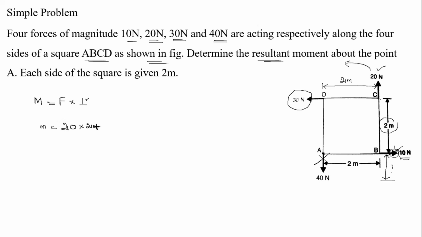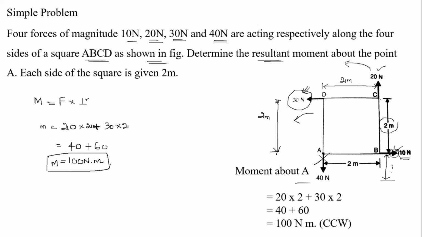then the last force, 30 Newton. We can measure the perpendicular distance from A, which is 2 meter. This 30 Newton is also acting in the same direction with respect to A, that is why here plus 30 into perpendicular distance 2. So, 20 into 2 is 40, plus 30 into 2 is 60, which is equal to 100 Newton meter. So, this is the moment of this problem.